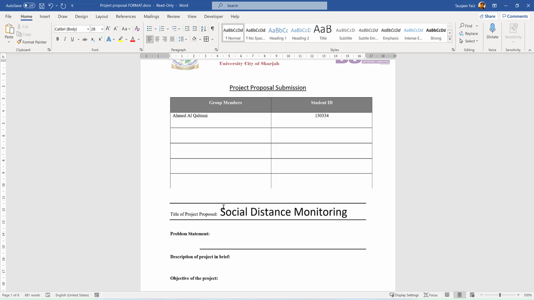So in brief, the project title gives a general idea. It should not be descriptive, but it should catch people's attention. And it should make you curious about the project so that you want to participate in this project.